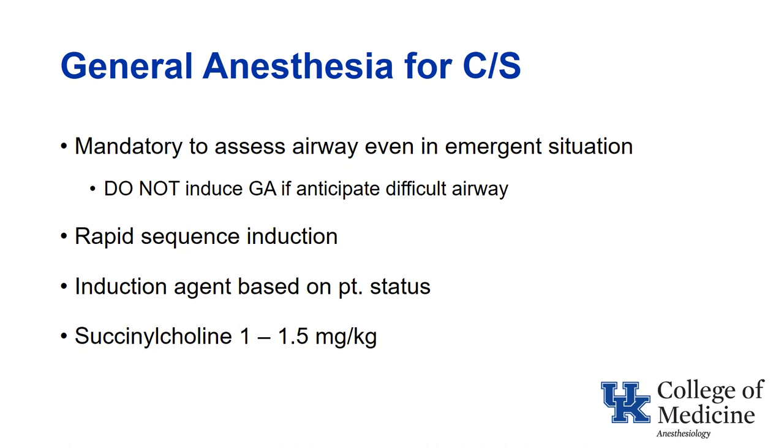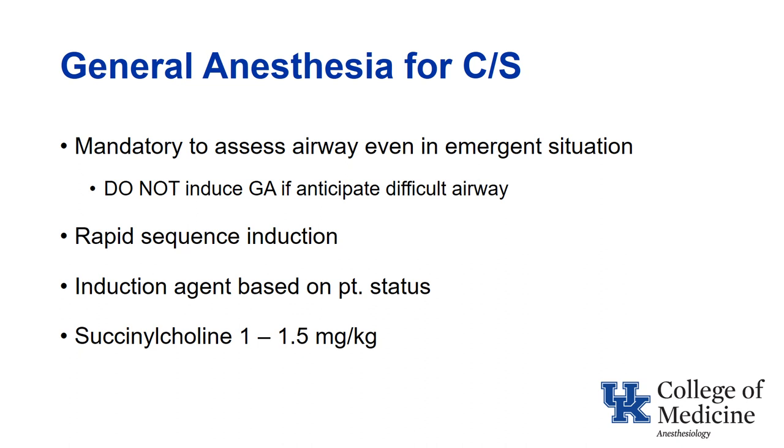Finally, though, as I mentioned when we first got started, there are going to be situations where you do have to do a general anesthetic for cesarean delivery. And so what are the things to consider there? Well, first of all, even in an emergent situation, it is mandatory that you assess that airway. You do not want to be put into a situation where you didn't look at the airway, you pushed induction drugs, now the patient's apneic, and you go and look and realize, oh my goodness, she's got a very difficult airway, she's really anterior, whatever. So even in the most emergent situations, you need to take time to at least assess the airway.